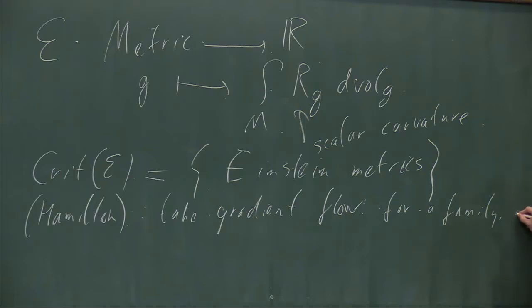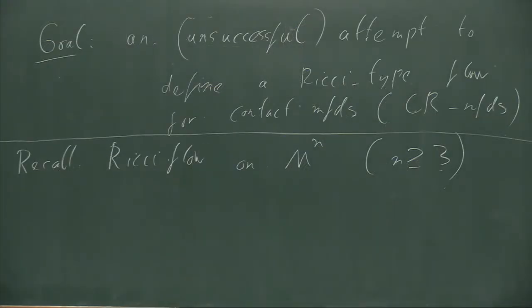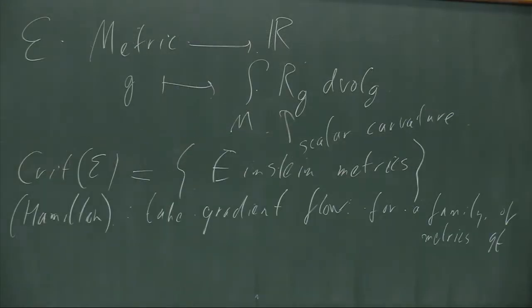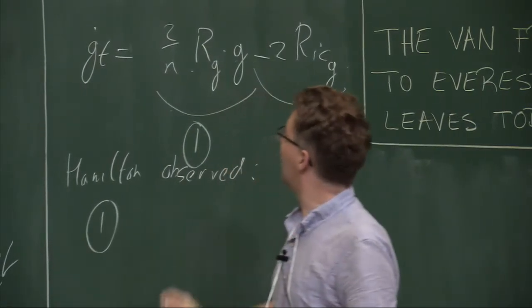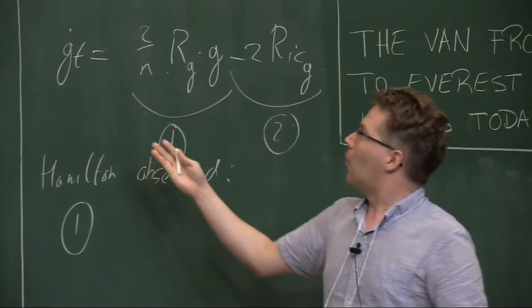Okay, so for a family of metrics g_t, the derivative will be 2 divided by n times the scalar curvature of this metric times the metric, minus 2 times the Ricci curvature. Okay, and let's call this term 1, and this term with the minus sign, let's call it 2. And then Hamilton observes the following.